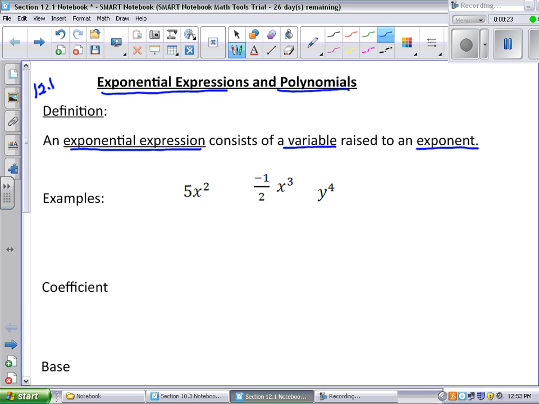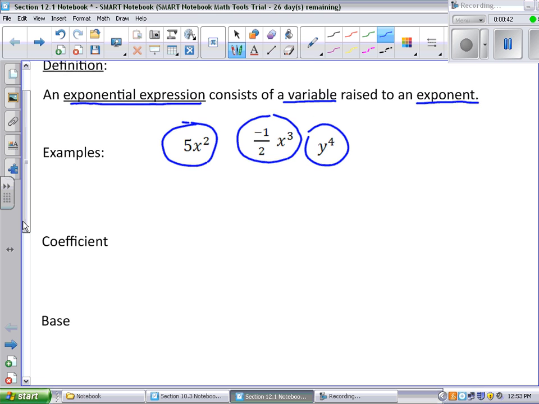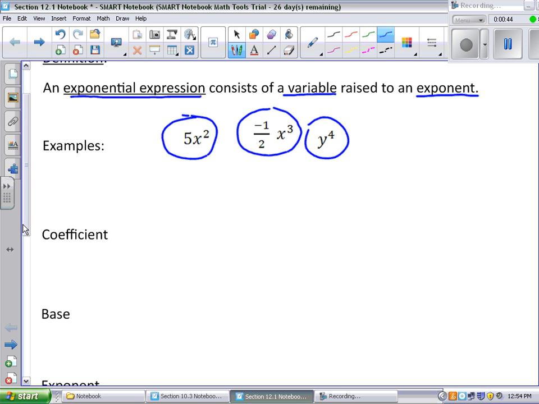Let's look at some examples of exponential expressions. 5x squared is an example of an exponential expression, as is -1/2 x cubed. Also, y to the 4th power is an example of an exponential expression. Let's think about what the coefficients of these expressions are. The coefficient of this first expression is 5. The coefficient of the second expression is the -1/2, and the coefficient of the third expression is that understood 1.